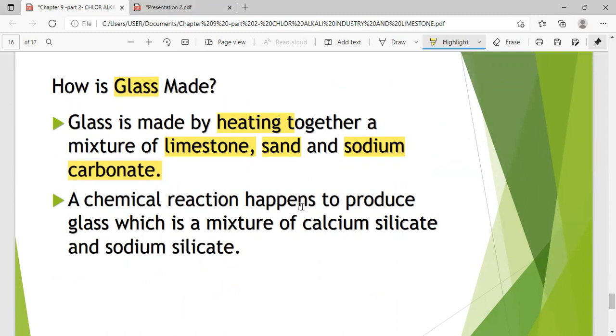During the heating process, a chemical reaction takes place, and you get glass, which is a mixture of calcium silicate and sodium silicate. The limestone reacts with sand to form calcium silicate. The sodium carbonate also reacts with sand to form sodium silicate. So glass is a mixture of calcium silicate and sodium silicate.